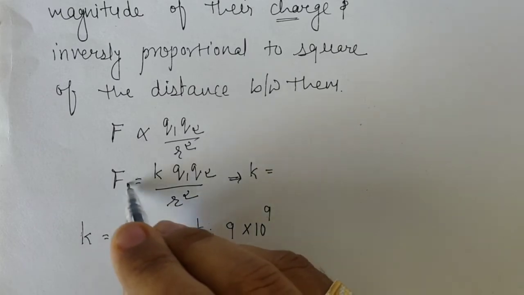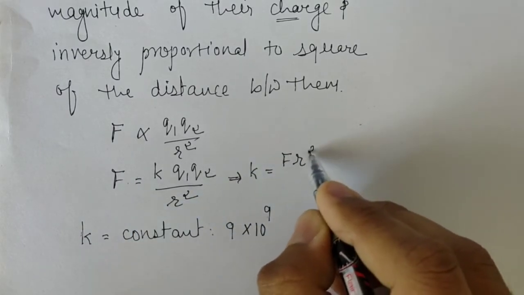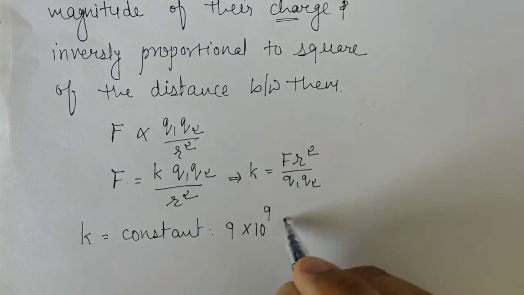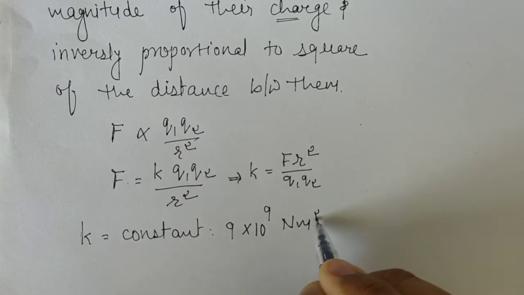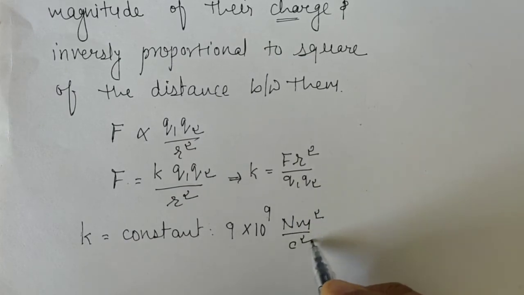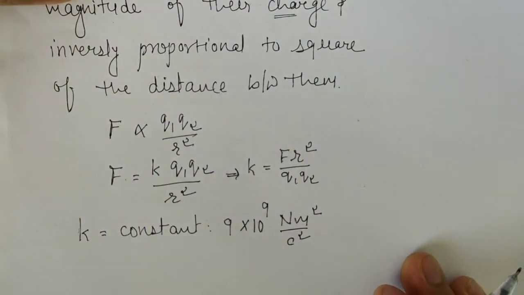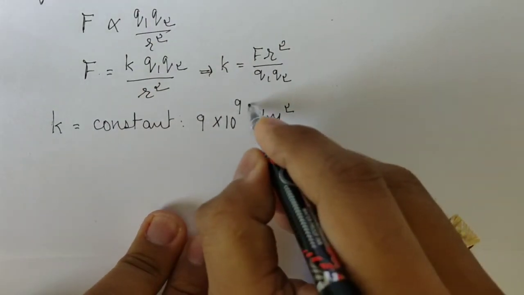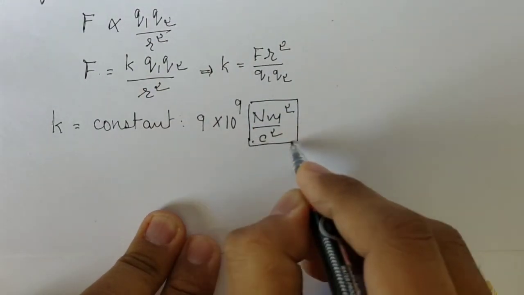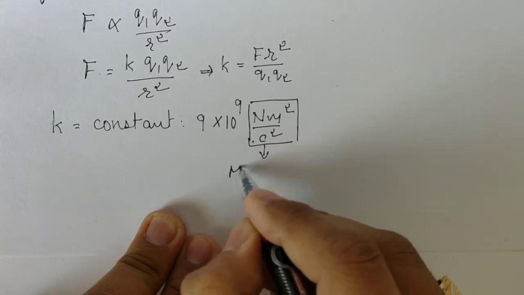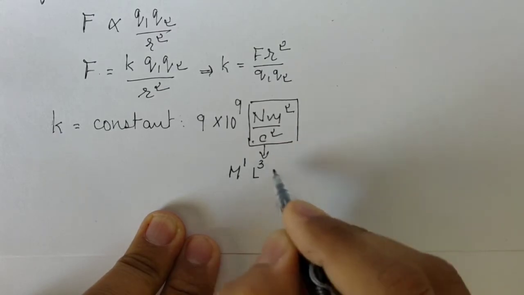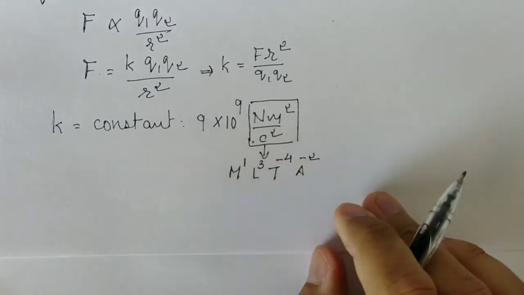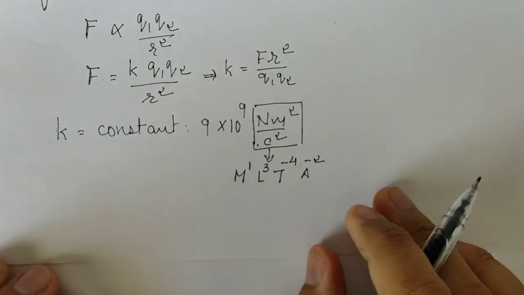Now make K the subject: R square multiplied with F, so it is F R square, divided by Q1 Q2. Now F is in Newton, R in meter square. Coulombs appear 2 times, so Coulomb square. So its unit is Newton meter square per Coulomb square. By its unit we can make its dimensional formula. It is M¹ L³ T⁻⁴ A⁻².